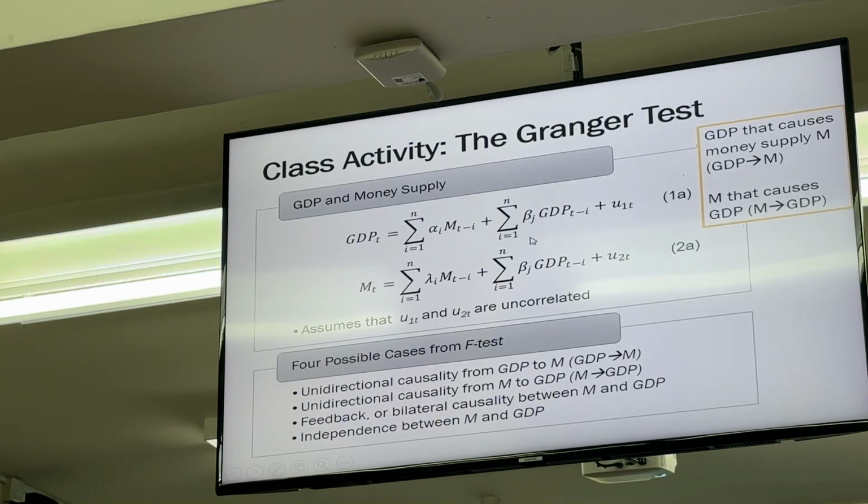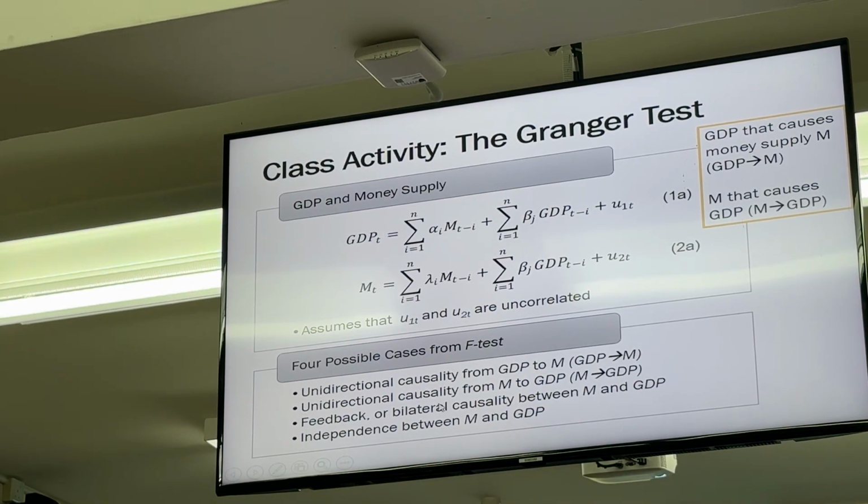Yeah. So now, this is the model presentation like what we discussed just now. In this one, I want to see whether M Granger causes GDP or GDP Granger causes M, right? Yeah. So there are 4 possible outcomes, like what we said just now. Either M Granger causes GDP, or GDP Granger causes M, or they are not causing each other, or they are causing each other. So there are 4 possible outcomes.